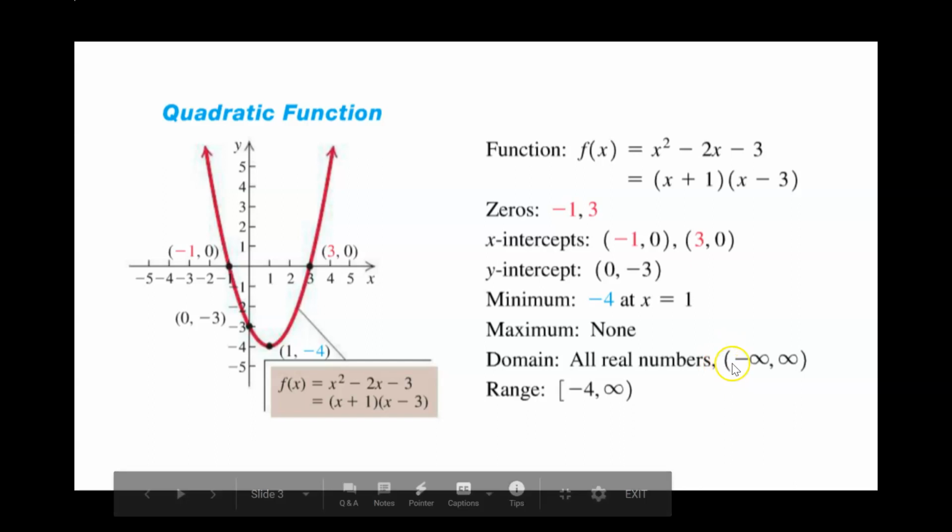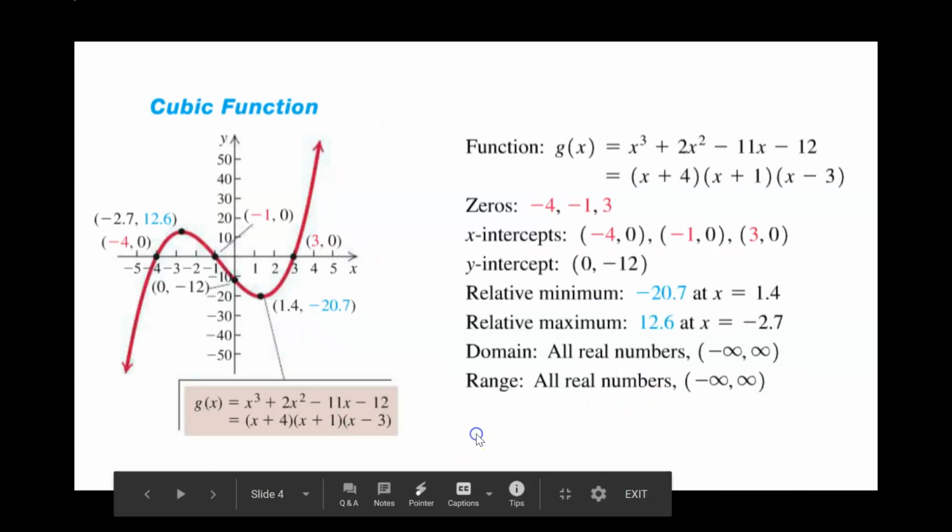Infinities always get parentheses, because a bracket means you include the number. We can't actually include infinity because infinity is not a defined number. It just continues on forever. So that's why we put parentheses around that.